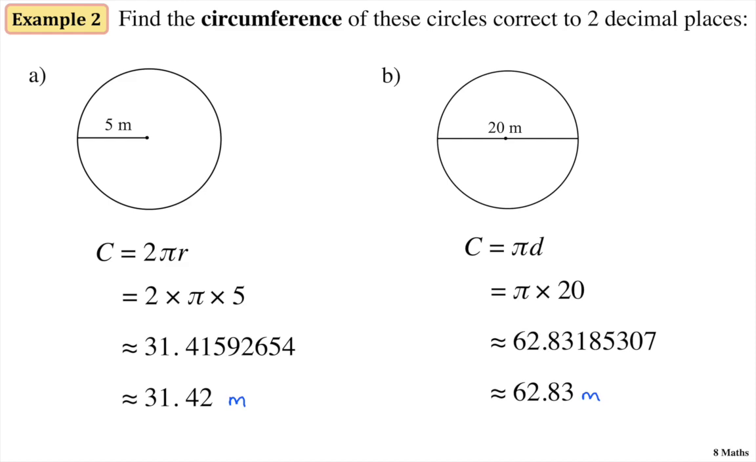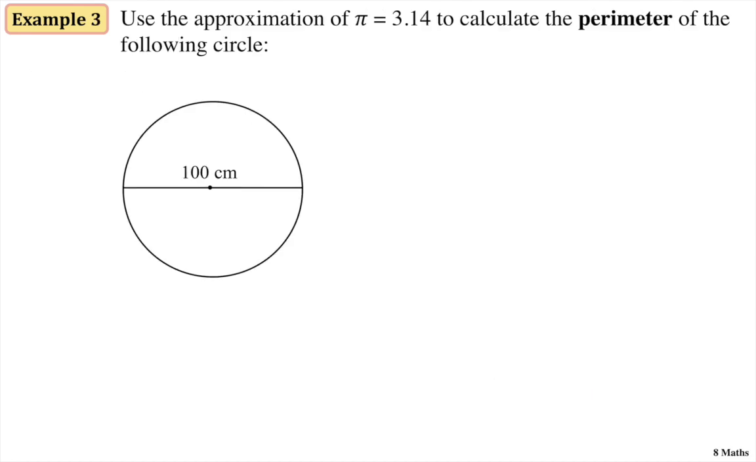And remember, these little signs are pronounced approximately equal to. It just tells you you've rounded off. Now, for our next example, we're doing something a little bit different. Instead of the pi button on the calculator, we're going to use pi as 3.14. This goes back to before we actually had a pi button on the calculator. We didn't have that button, so we used to just enter in approximations for pi. Now we know pi to 2 decimal places is 3.14.